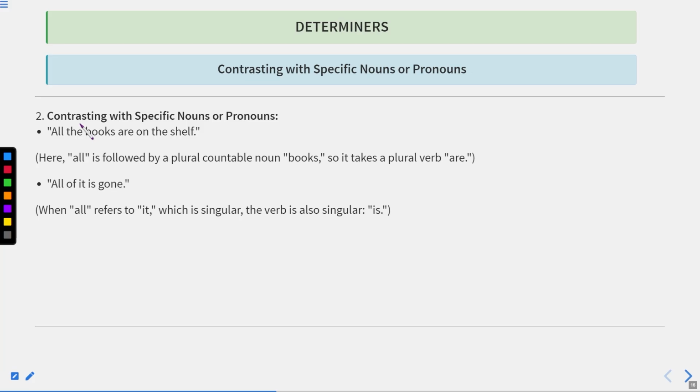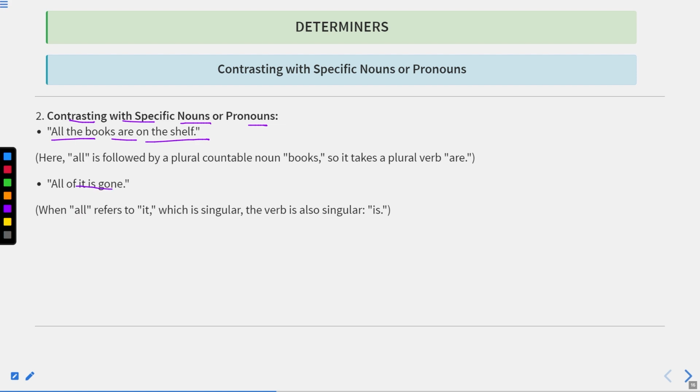Now let us move to the next thing. Contrasting with specific nouns or pronouns. All the books are on the shelf. Here I'm talking about all the books being on the shelf. It means they are kept on the shelf. So all the books is a plural noun here. All is followed by a plural countable noun, books, so it takes a plural verb are.